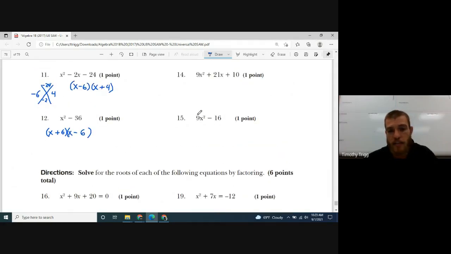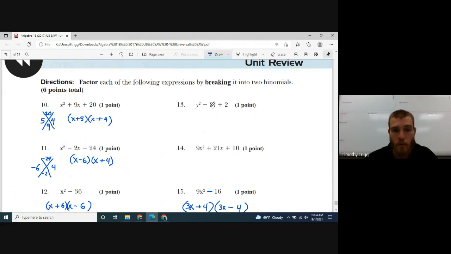Hopefully you can see that this is a perfect square, right? This is 3x times 3x. And this is a perfect square. This is 4 times 4. And we have a difference, a minus. So let's go ahead and factor that. So this would be 3x, and the other one also gets a 3x, right? Because 3x times 3x gives you 9x squared. And then the 16, 4 times 4 gives you 16. One gets a plus, one gets a minus.